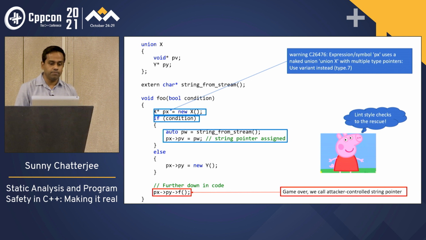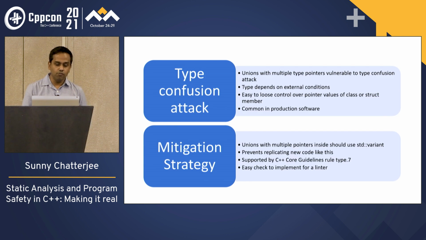Those can cause type confusion attacks. So please use a variant. And this is in line with C++ core guidelines. If you look at this problem space that I just showed, I showed you a union with multiple type pointers that are vulnerable to type confusion attack, where especially the types depend on external conditions. It's easy to lose control, especially when there are multiple pointer values involved. And it's pretty common in production software.